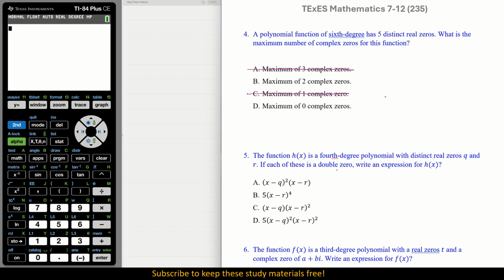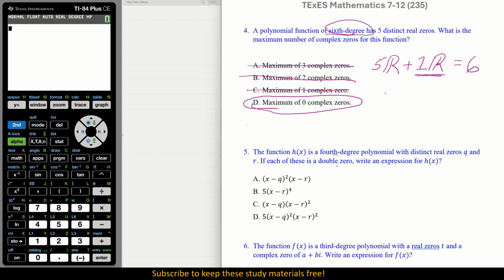That leaves us 2. Now we have 6 degree. So if we have 5 real zeros, and then we need 1 more to equal 6, this has to be real because complex zeros must come in pairs. So it has to be real. It cannot be complex. That would not be valid. So the only option we have left is D, and B can't be it. The minute they said five distinct real, we ran out of options.